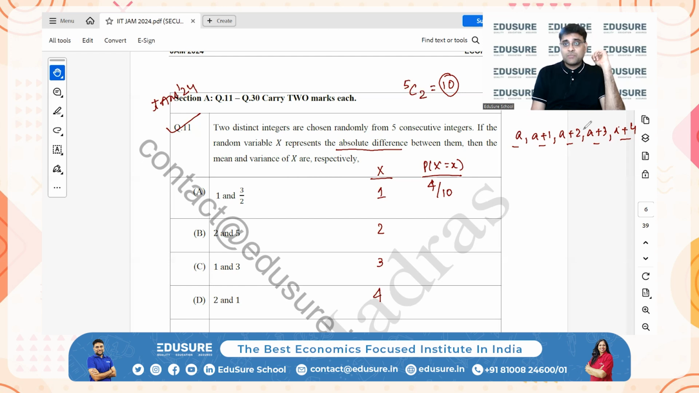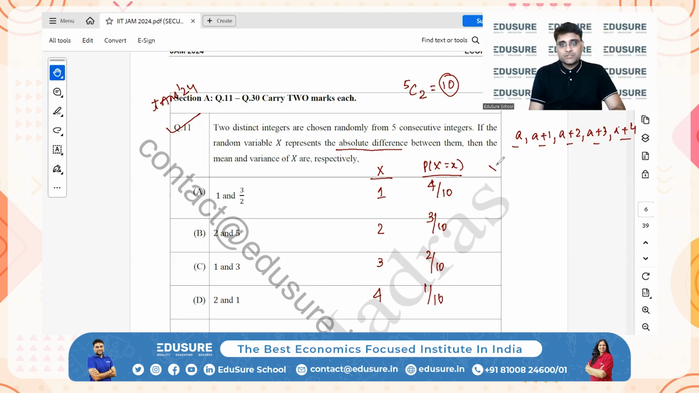Difference of 2: a and a plus 2, a plus 1 and a plus 3, a plus 2 and a plus 4. So 1, 2, 3. 3 cases in total. Difference of 3: a and a plus 3, a plus 1 and a plus 4. So basically 2 cases. Difference of 4: a and a plus 4 have a difference of 4. So 1 case. So this is what we have.